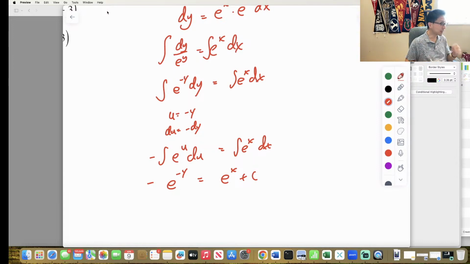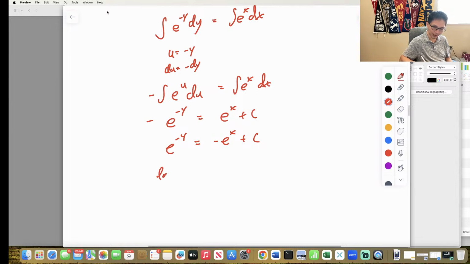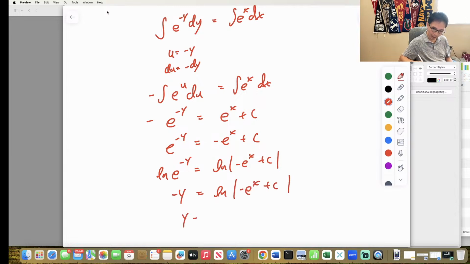Now for me, I want to solve for y. But before I get to y, I must get rid of the negative sign. So e to the negative y equal to negative e to the x plus c, because c is not changing. I'm going to natural log both sides. So natural log e to the negative y equal to natural log of negative e to the x plus c. And that's going to give you negative y equal to natural log of negative e to the x plus c. Y is equal to negative natural log of negative e to the x plus c.